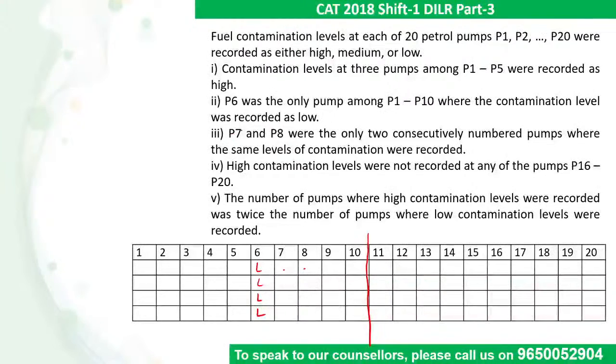Now in the first 5, 3 were recorded as high. So the only possibility is high, high, high, and medium, medium. This is done, and this is done. This one we do not know. High contamination levels were not recorded in any of the pumps P16 to P20. So it will be low, medium, low, medium, low, because you cannot have two consecutive.